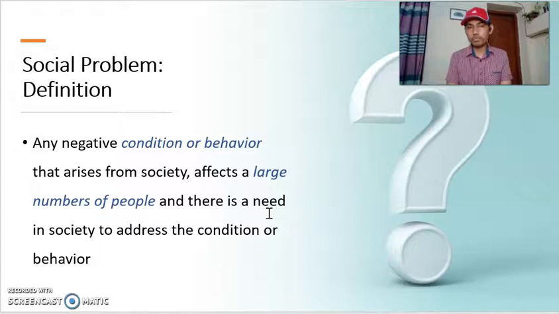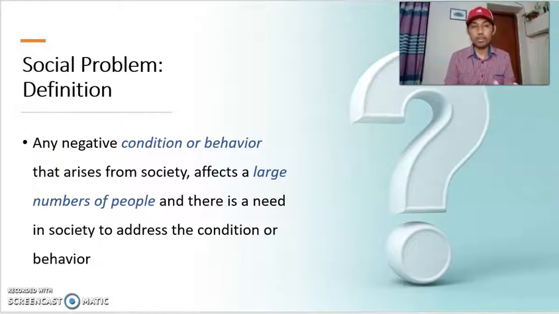For example, eve teasing. Before 20 years, or in the 80s, I experienced the 90s, at that time eve teasing was not considered so serious. There were serious incidents, but the blame always went to the school-going girls, always to the women, about their dresses, about their presence on the street. But society changes. They considered it a problem and started addressing it. Now eve teasing is a serious social problem and no one in society accepts it. This is a social problem.